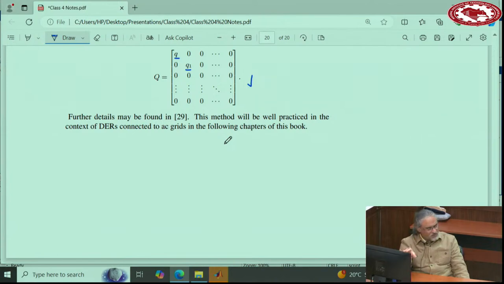We will practice this in several examples when we get to chapter 6. Hopefully tomorrow, towards the end of tomorrow. Okay, all right, I will stop here.